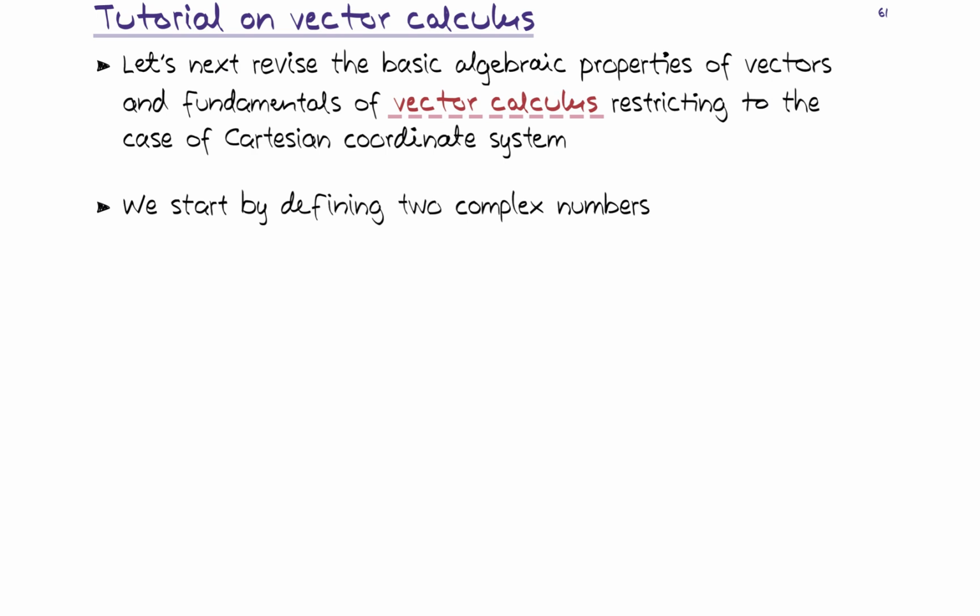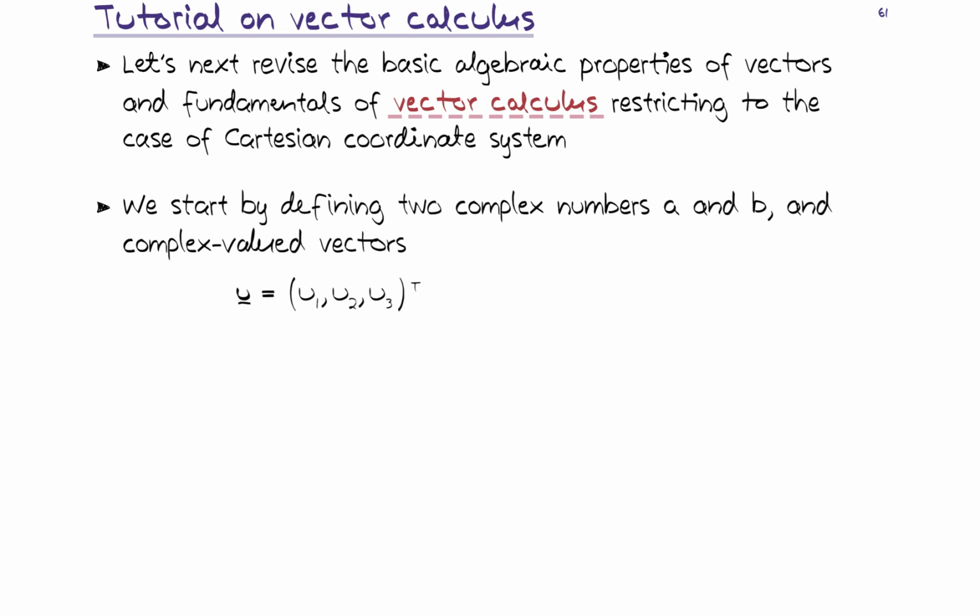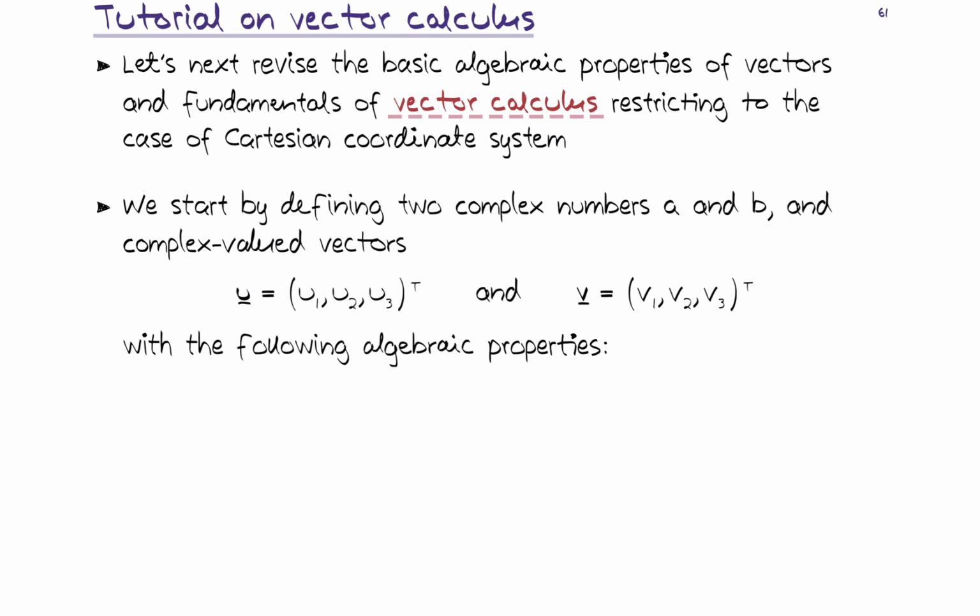We start here by defining two complex numbers, a and b, and complex-valued vectors u and v. We are interested in three-dimensional space, so u has three components, u1, u2, and u3. The vector v is another vector we need to introduce, and it also has three components: v1, v2, and v3. We need to form an algebra for vectors, so of course they have these algebraic properties.